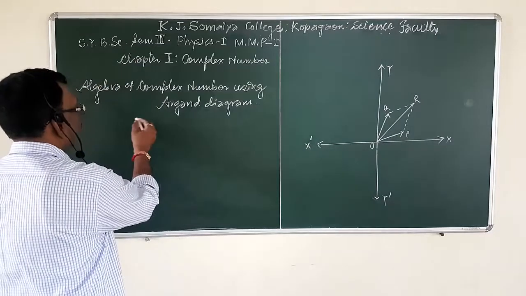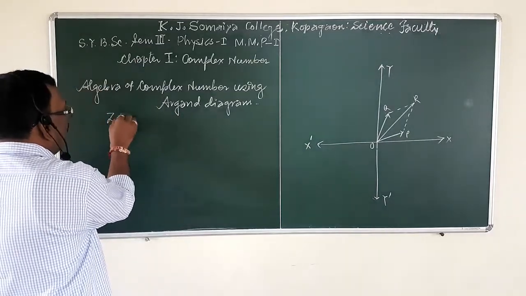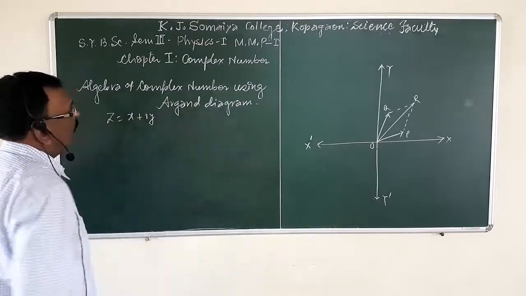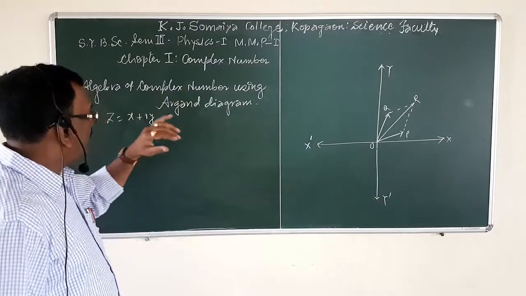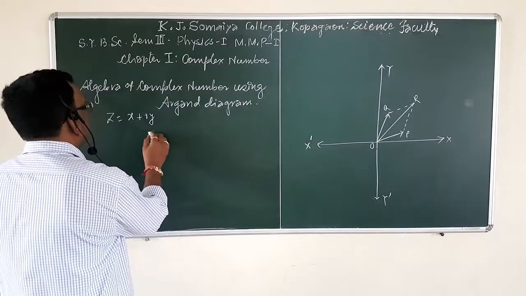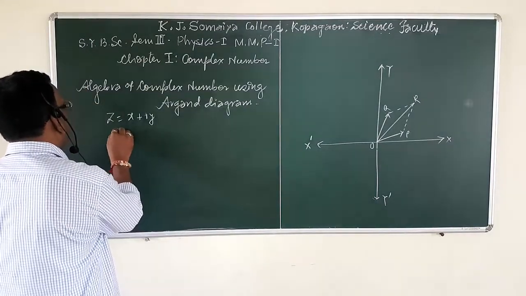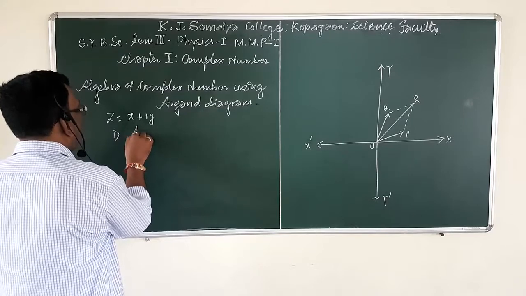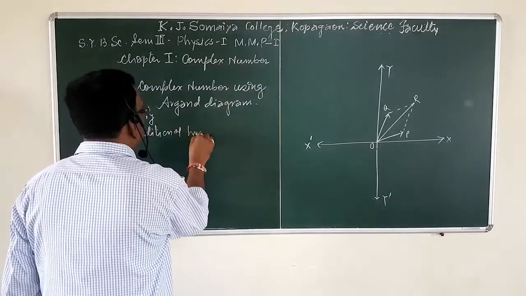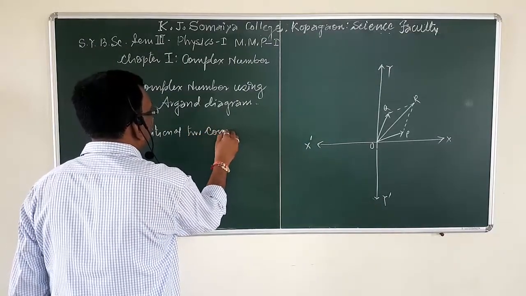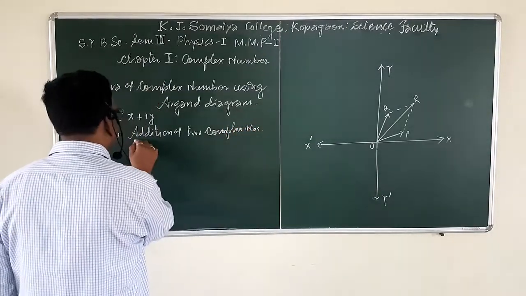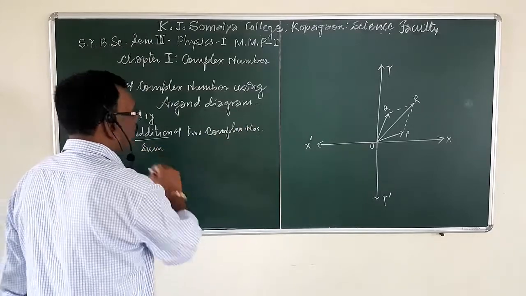We know that Z is a complex number and is represented as x plus iy. Now there are 4 algebraic operations. One of them is addition of 2 complex numbers, or we can say the sum of 2 complex numbers.